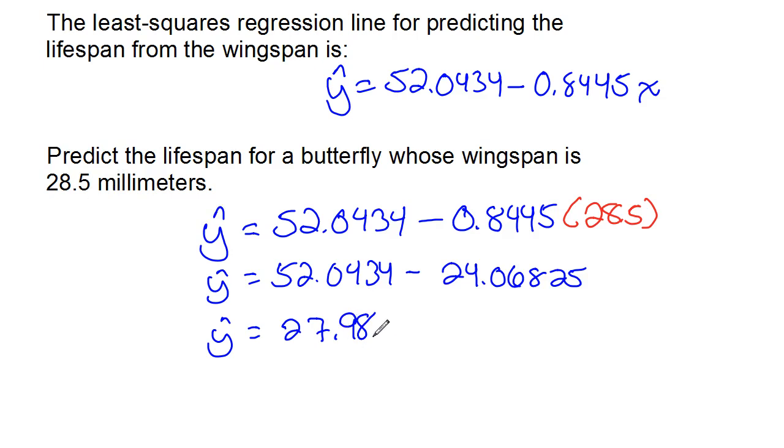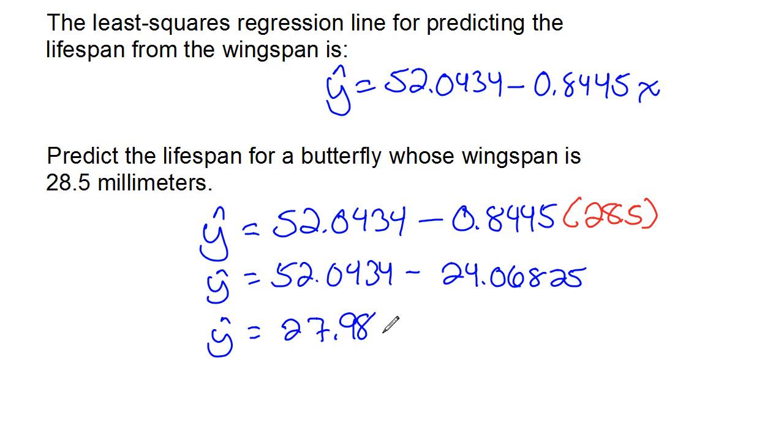Notice I rounded to 2 decimal places. Usually we round to 1 place more than whatever our value we inserted is. And the reason for that is because we've done some extra calculations, so we don't want to necessarily round to that exact same decimal place. We always want to go 1 place more than that. So I went to 27.98. And so, again, a butterfly whose wingspan is 28.5 millimeters has an expected lifespan of 27.98 days.